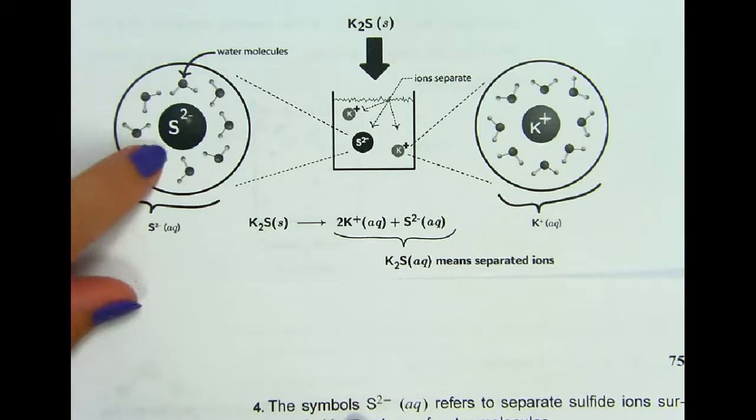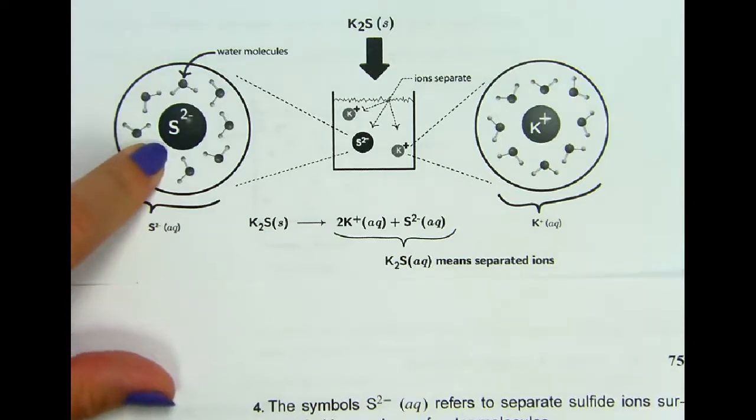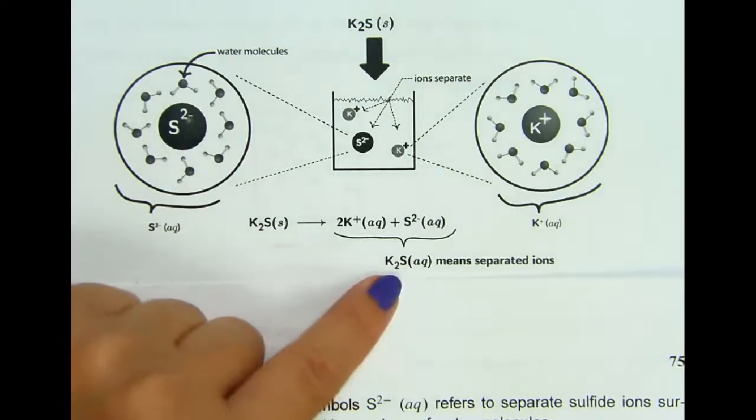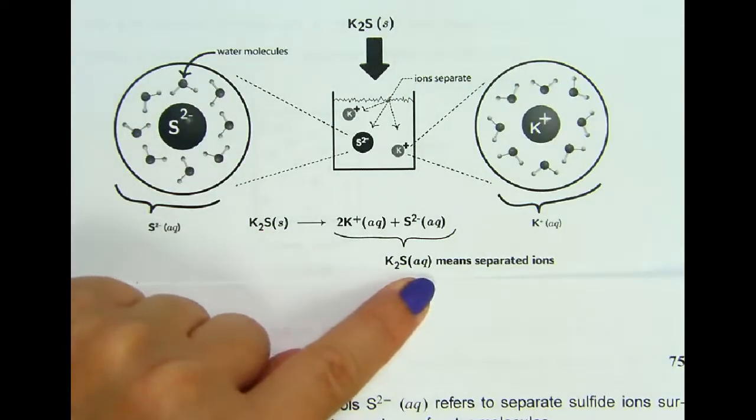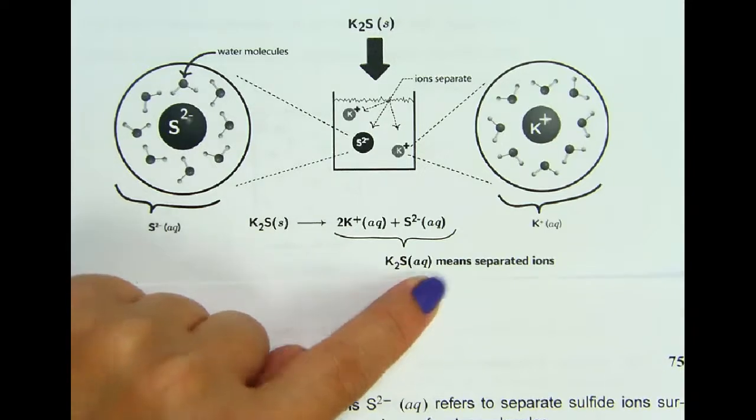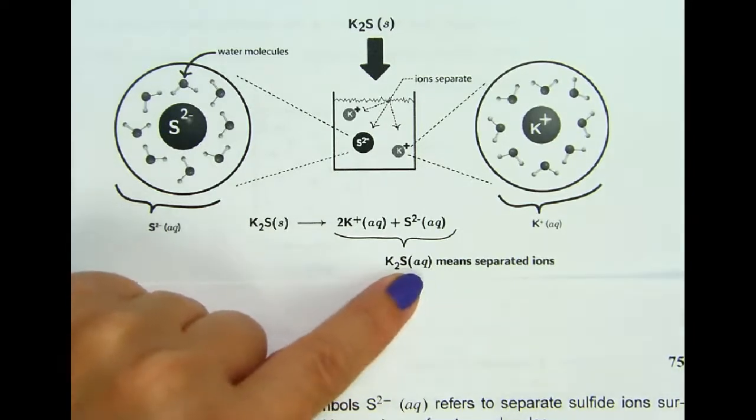The symbol S2- aqueous refers to separate sulfide ions surrounded by a sphere of water molecules. The symbol K2S aqueous implies that the potassium positive and sulfide negative ions have separated from one another.